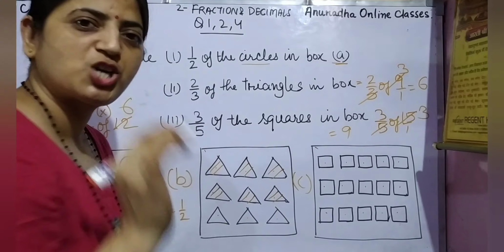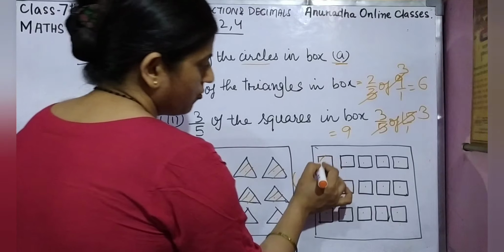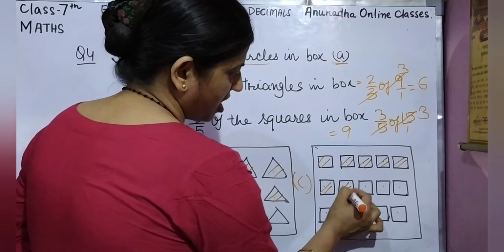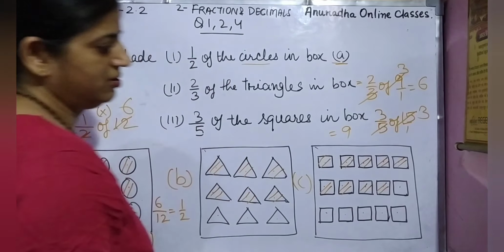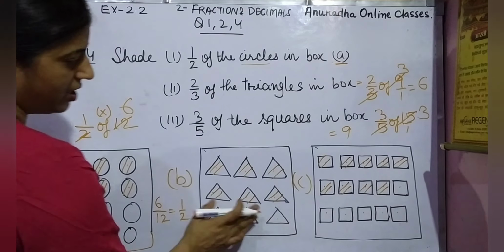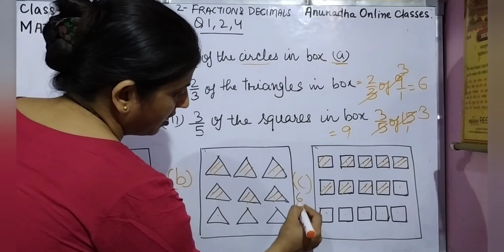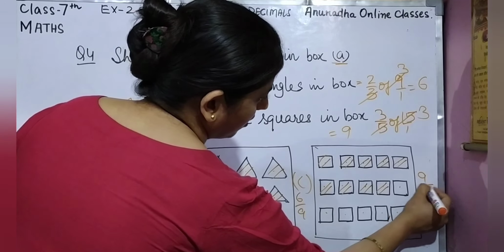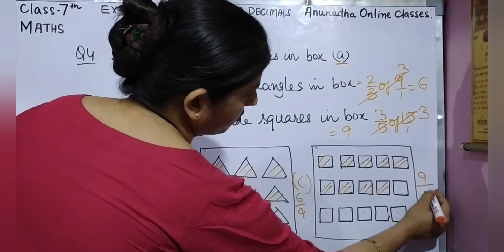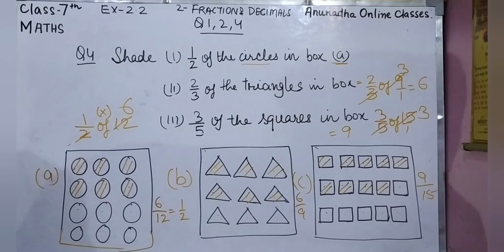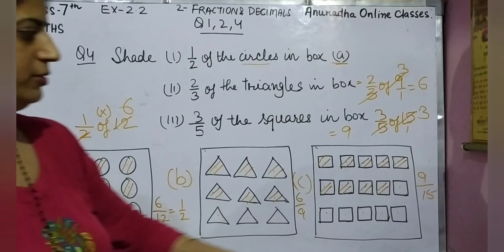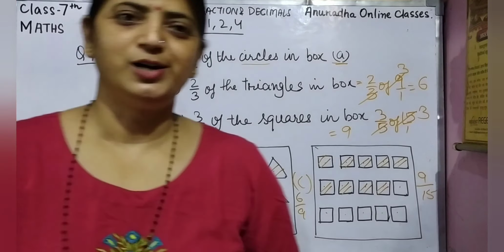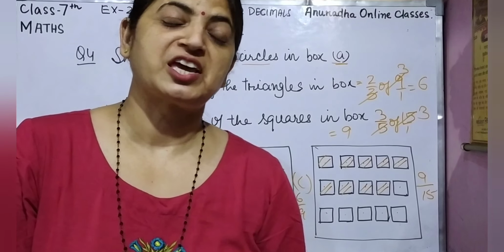How many you have to shade now? 9. So 1, 2, 3, 4, 5, 6, 7, 8 and 9. So how you can write it in this way. This is 6 by 9 and here it is what? 9 by how many? 15. 9 out of 15 is shaded. 15 में से 9 हमने shade किए. So in this way you will do the question number 1st, 2nd and 4th.